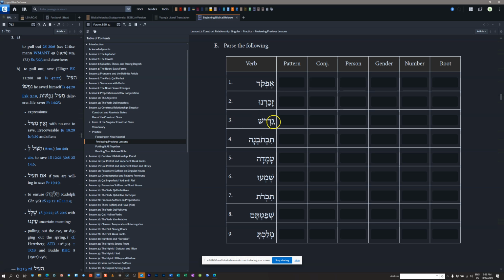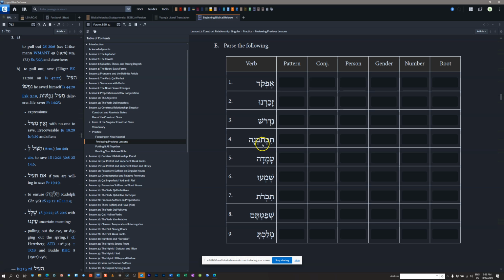Number 3, I've got nidrash. So I've got 4 letters. What are my suffixes? What are my prefixes? Shin is never used as a suffix, so I must have a prefix. If I go nun, is nun ever a prefix? Yes, in the qal imperfect, nun hirik indicates 1cp. If I take that off, I'm left with darash. All right, so darash is my root there.